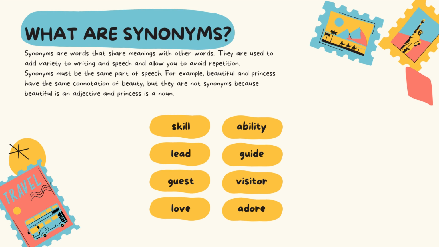In this case, love and adore, they are both verbs. Guest and visitor, they are both nouns. Lead and guide, they can be verbs or maybe they can be adjectives or nouns. Okay, and skill and ability, they are both nouns.